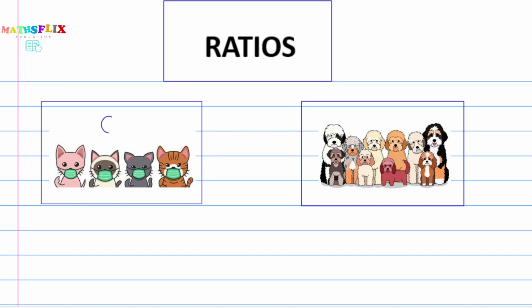Well, in this picture, we have cats. I don't know who likes cats. And we have dogs. I don't know who loves dogs. We have 4 cats and we have 10 dogs. How can you write this in terms of a ratio? Well, the ratio between cats and dogs would be 4 to 10. So 4 here, as well as 10 here.